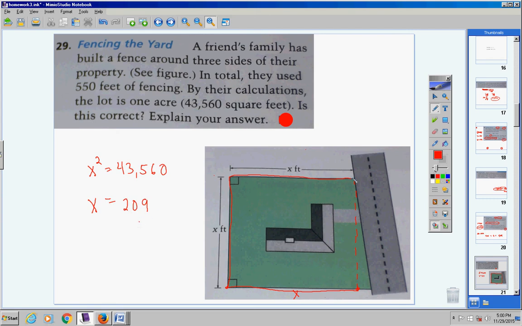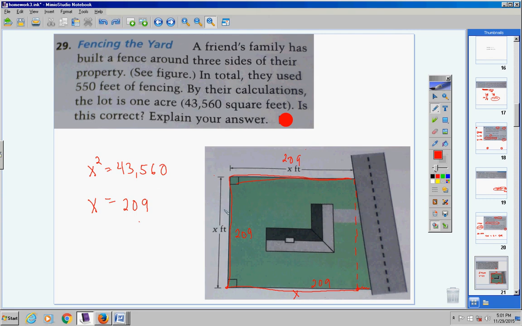Now, if X is truly 209, are you listening? That means from here to here is how long? From here to here is how long? From here to here is how long? Plus a little bit more right here. Now I know what I'm doing there is not exact, because when they say the entire area is 43,560, listen guys, that also includes this little sliver over here. But what I'm doing is estimating and using common sense, which you can do on a test.